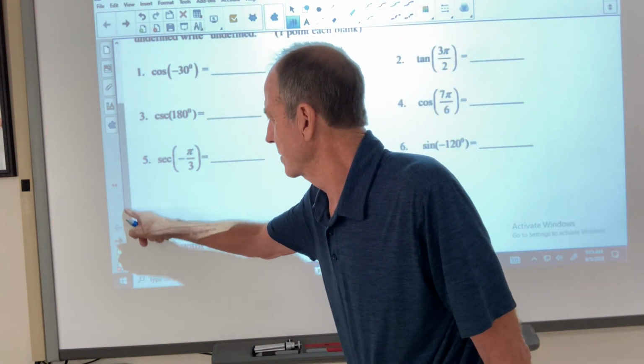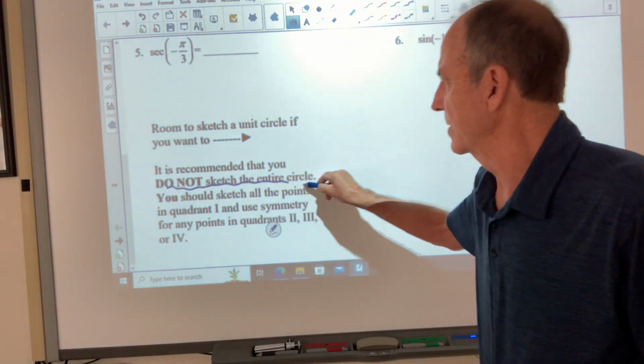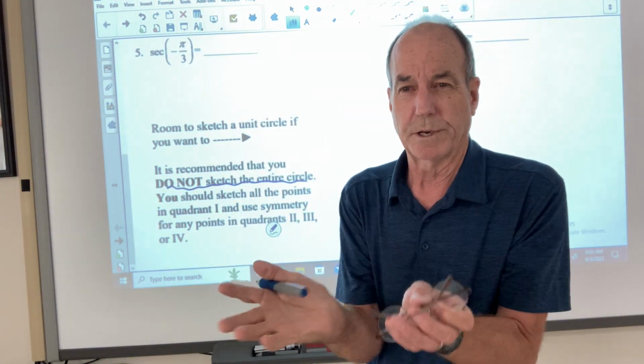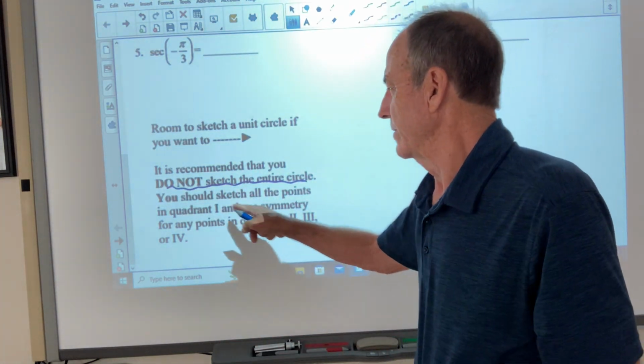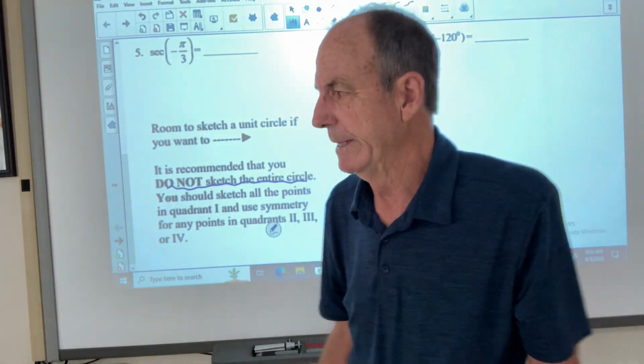Also follow directions. In the problem, it said it's recommended that you do not sketch the entire circle. I had many students spend 5-10 minutes drawing every single point on the circle. Instead, use quadrant 1 and symmetry to get whatever angles you need.